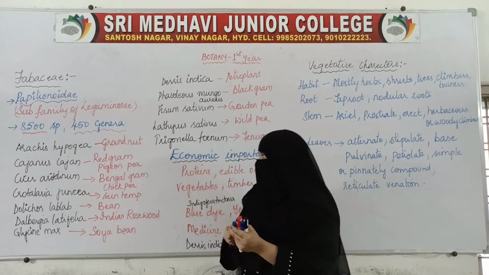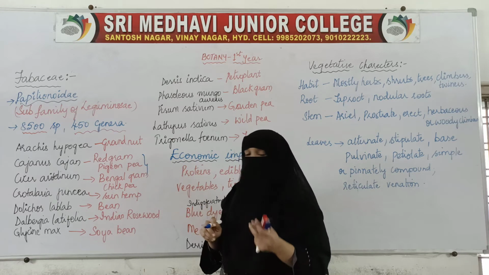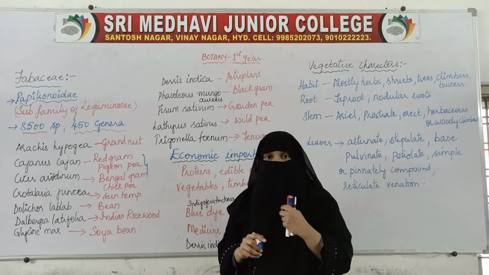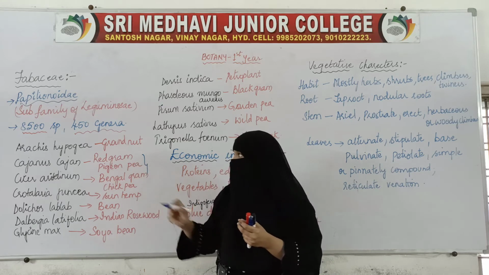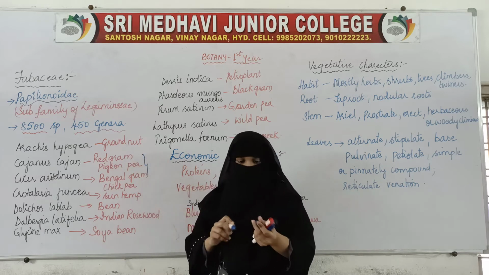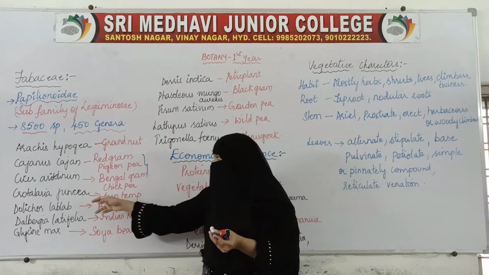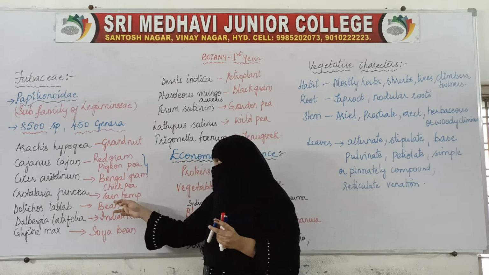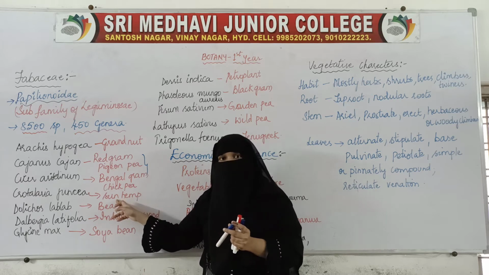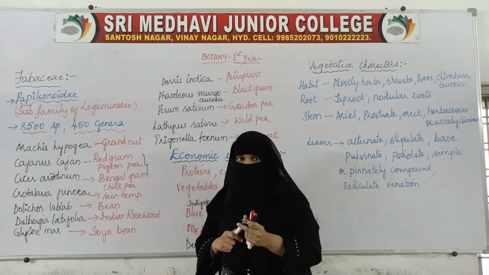These two, Cajanus cajan and Cicer, are the species from which we get pulses. From Arachis hypogaea, that is groundnut, we get oil. Then we have Crotalaria juncea, commonly called sun hemp. This is the sun hemp plant, and its scientific name is Crotalaria juncea.